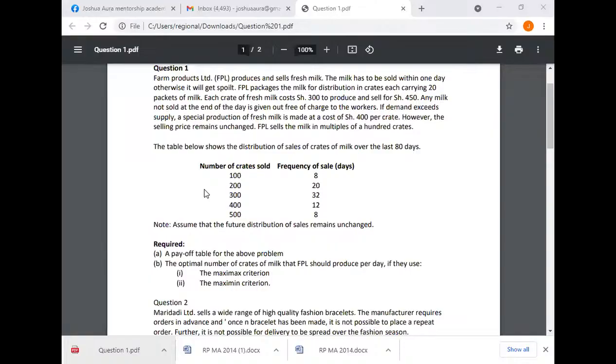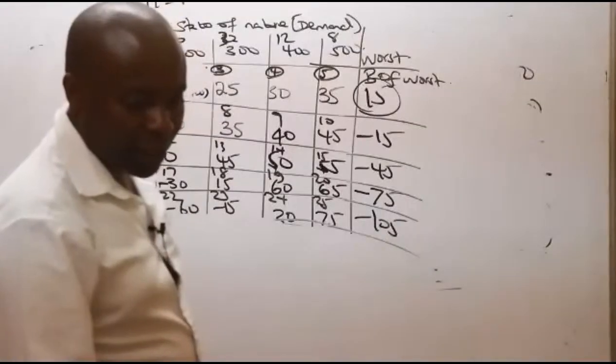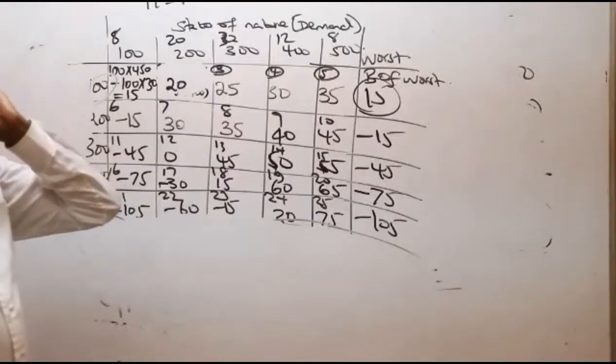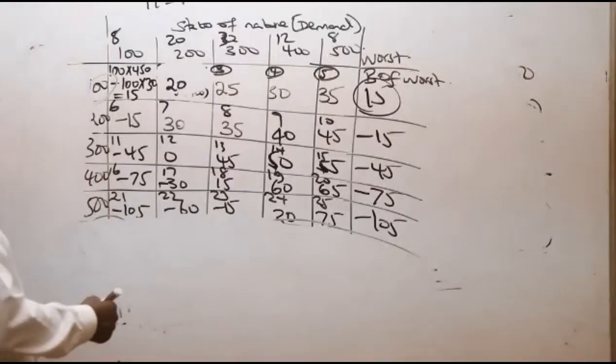Of course, to get these probabilities, I would have used the frequencies: 8, 20, 32, 12, and 8. So can somebody give me the total frequency? We normally use frequencies to get probabilities. Yes. Add the frequencies of sales, then divide each frequency by 80. So the total is 80.